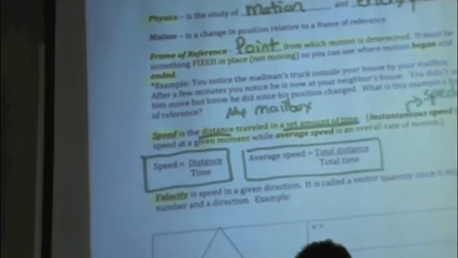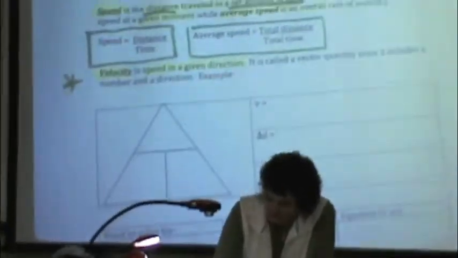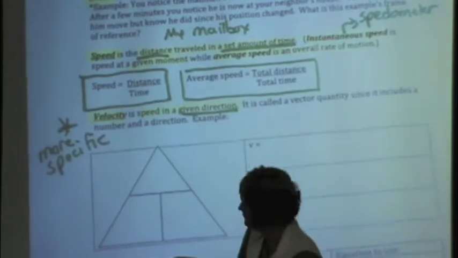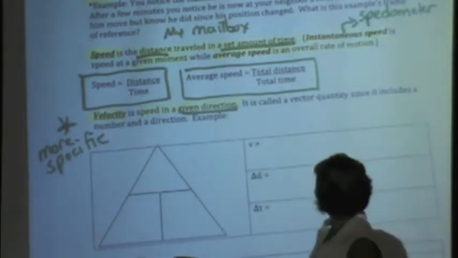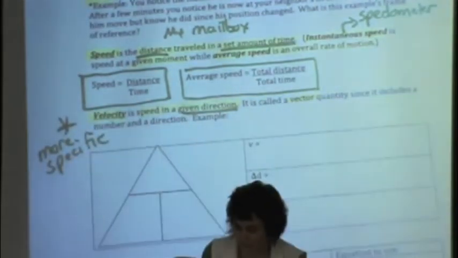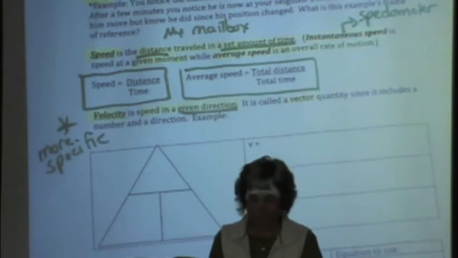Now lastly, velocity, put a star by this. This is the weird wonky part. Velocity basically is speed, but it has more information. It's speed in a given direction. So I want you to add velocity is more specific. So it not only tells me a rate of motion, but it tells me a direction too. So very simply, we call this a vector quantity. For those of you in more advanced math classes, a vector quantity includes a number and a direction.